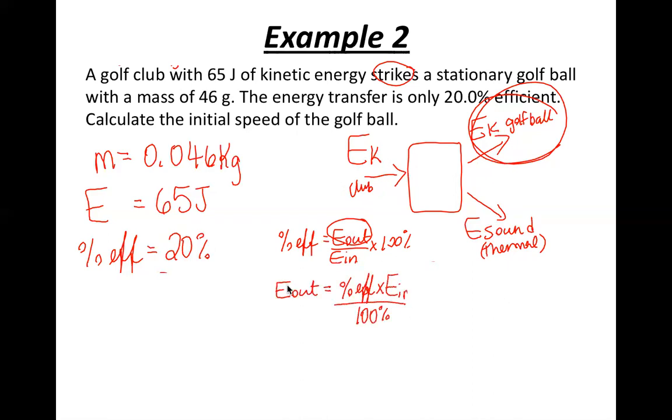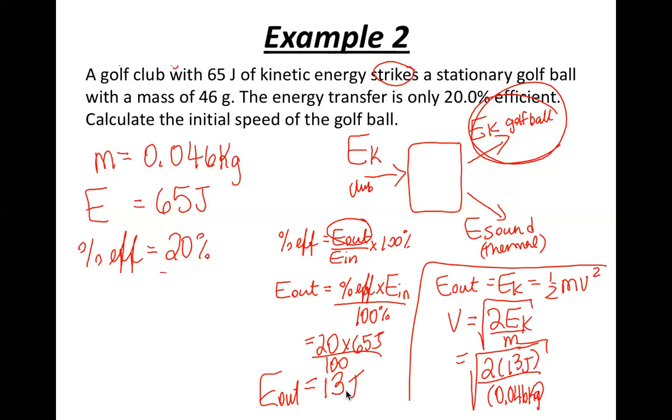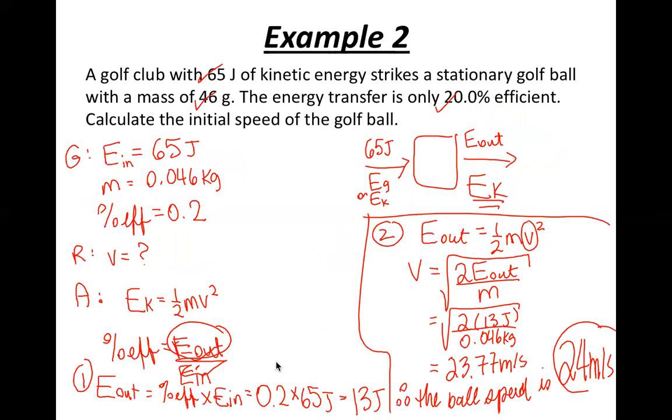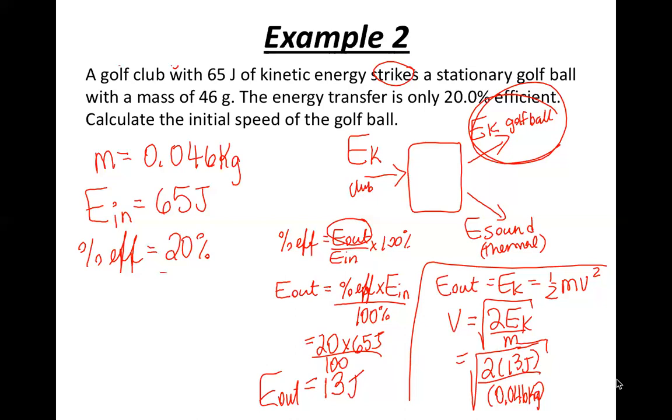We only want to sub in the useful energy. We're going to rearrange this to get energy out and solve for 13 joules. And you might say, well, that's not what was asked. I want the speed of the golf ball. So you want the speed that's associated with this EK. So our first step was to find that EK, and our EK was 13 joules. Then if EK equals 1/2 mv squared, we rearrange to solve for v, and we get 24 meters per second.